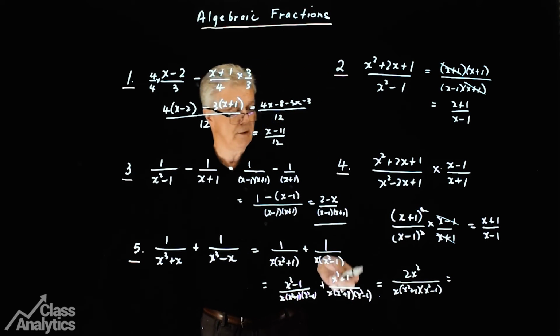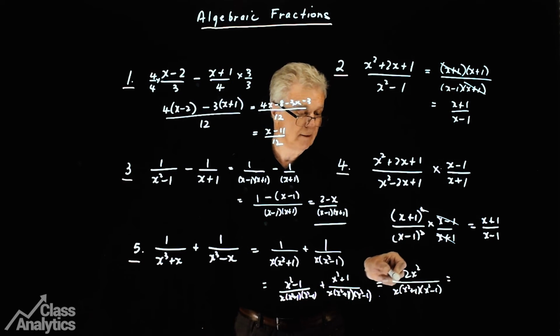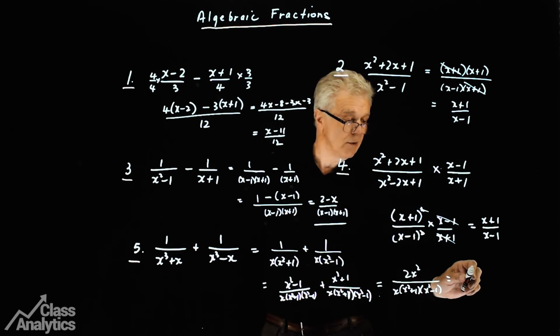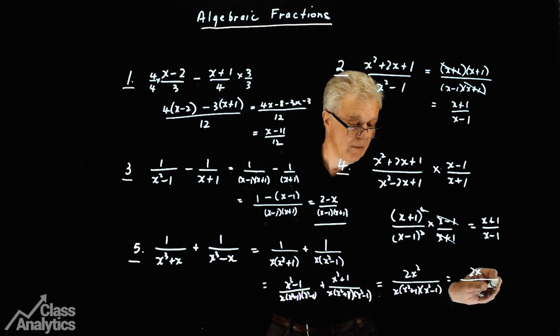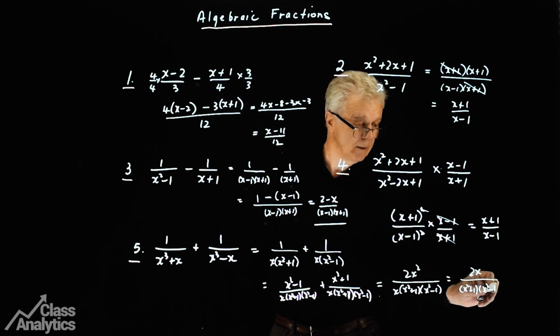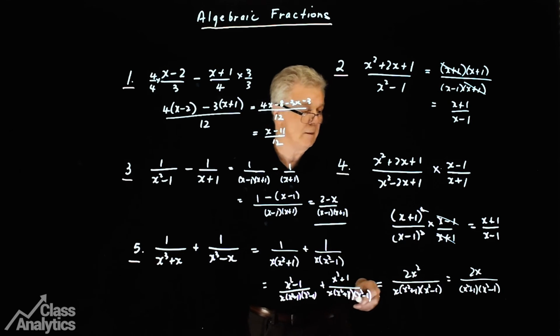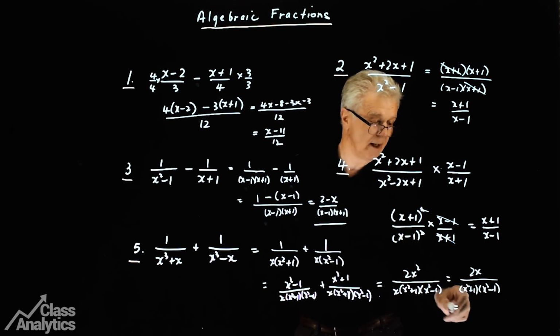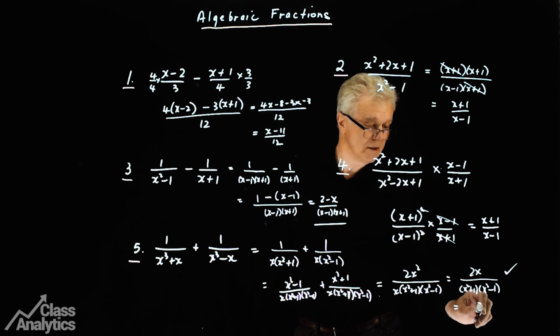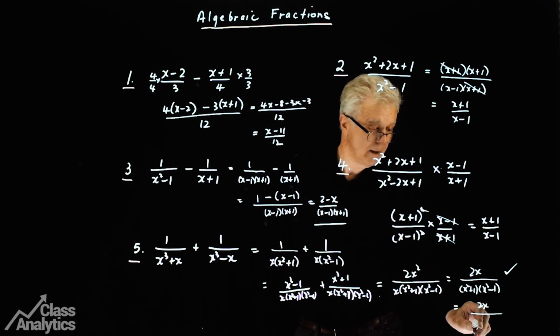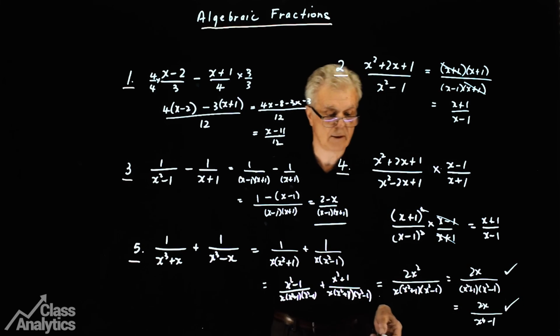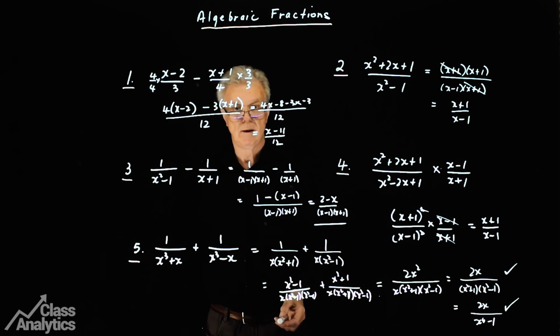Now a lot of people leave that, but notice you can cancel this out. That x will go with that. So you'll get 2x over x squared plus 1 times x squared minus 1. Now if you want to be a bit fancy, that's fine, that's correct. You could write this as 2x all over x to the 4th minus 1, because that's the difference of two squares. But both answers are completely valid. Right, it's done.